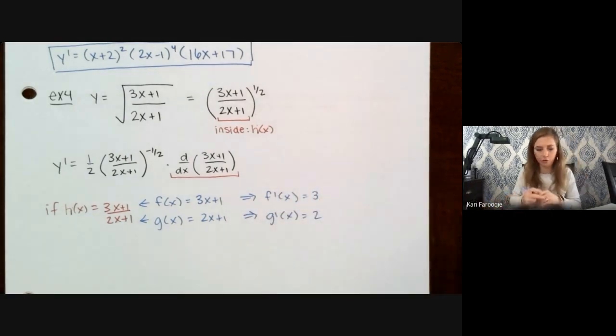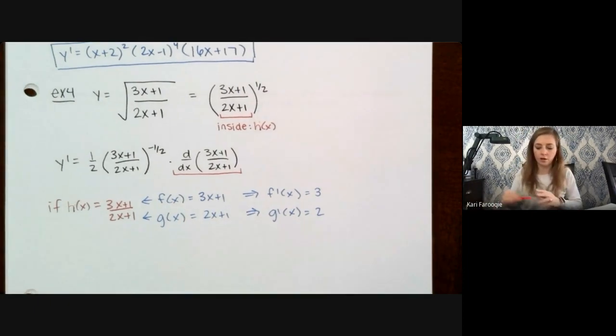I hope you're getting really fast at taking these really basic derivatives. Okay, let's go ahead and use the quotient rule now. Remember to use the quotient rule. We're taking f prime g minus f g prime all over g squared.